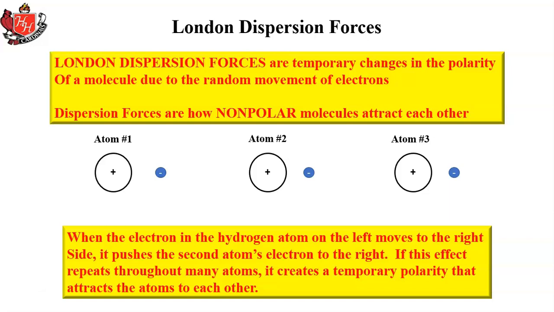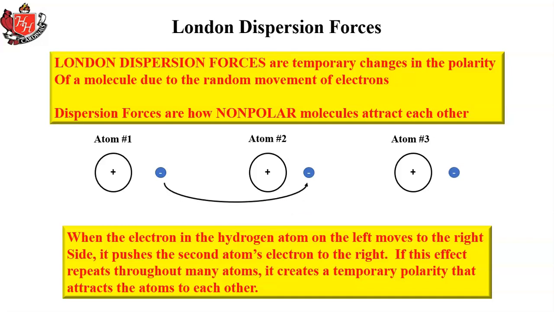Now you might ask, why doesn't it happen the other way around? It could, but in this example we're just saying that atom number 1 is going to push the electron in atom number 2 to the right, and the electron in atom number 2 is going to push the electron in atom number 3 to the right. So you'll notice you have these temporary dipoles, because remember, those electrons aren't going to just sit there. They're going to go around and around and around like this, and they're going to continue to circle their nucleus.